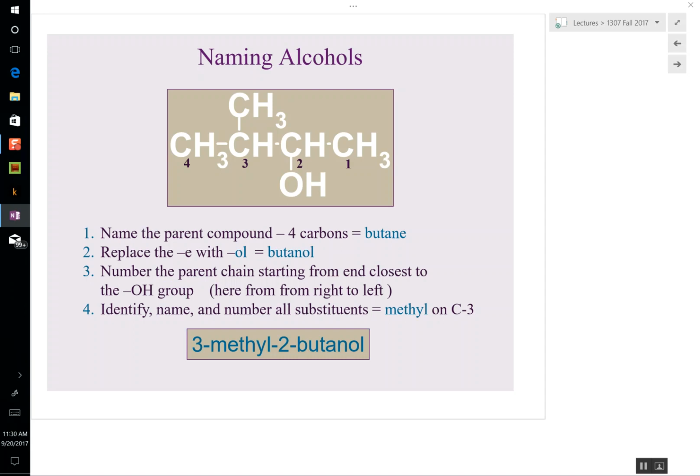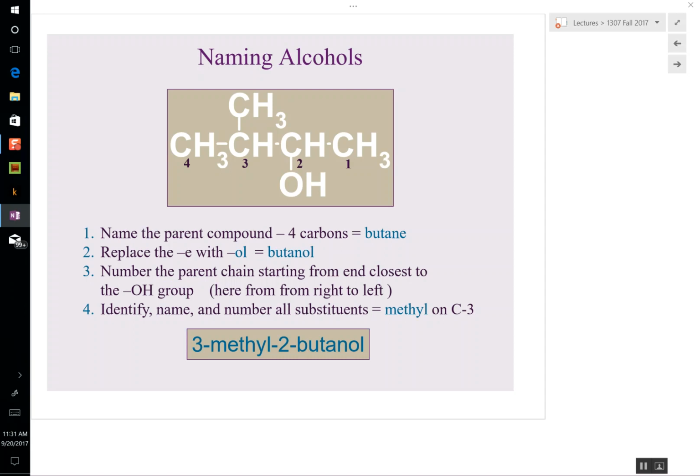Now, just like we did with enes and ynes, we say, okay, where is that OH group? It's on the second carbon. We're going to start counting from the end that gets us there sooner. This is a good molecule to see because I got a methyl group right there. Well, that methyl group is not in this name right here, is it? It is a substituent. So we're not going to number off of a substituent. We're going to number off of the primary functional group of this molecule, which is an OH group.